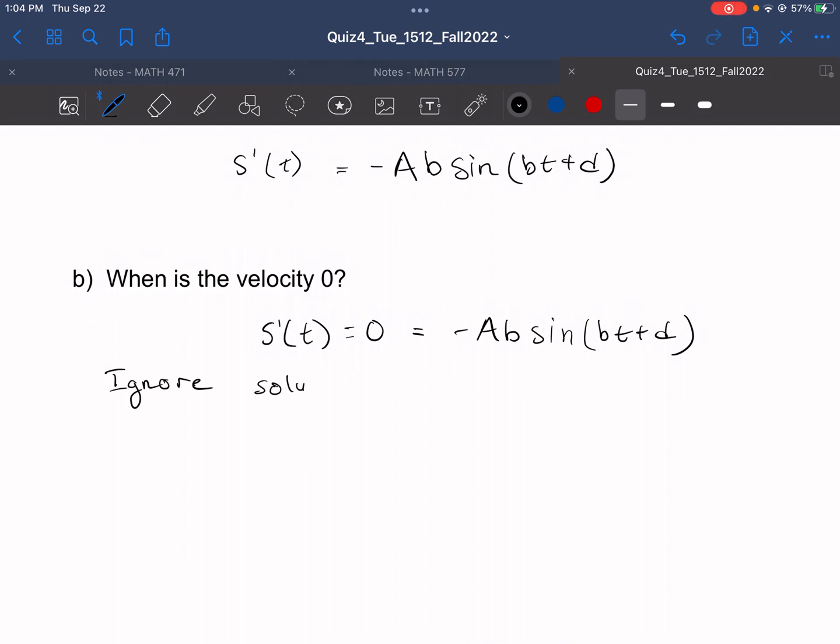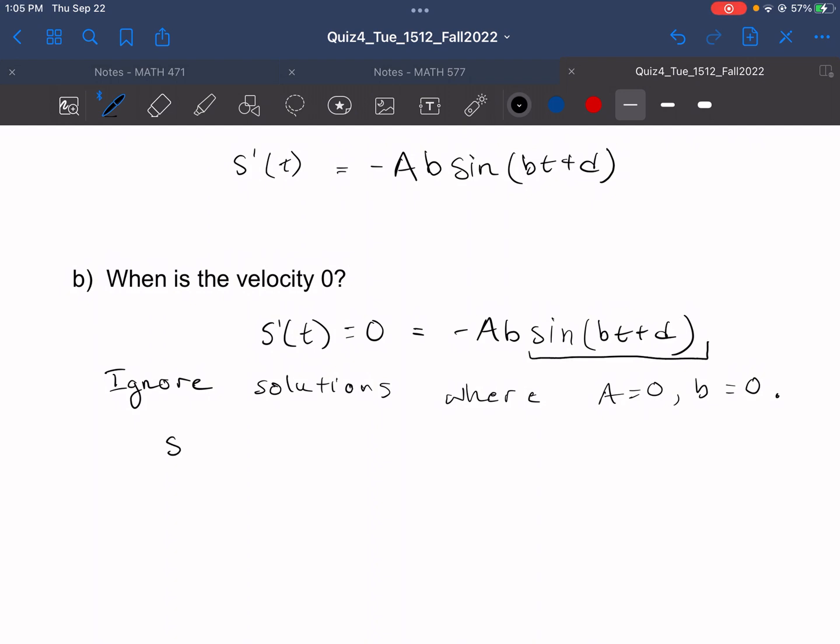solutions where a equals 0 or b equals 0. So those aren't very interesting. We want to know basically when the sine function is 0.